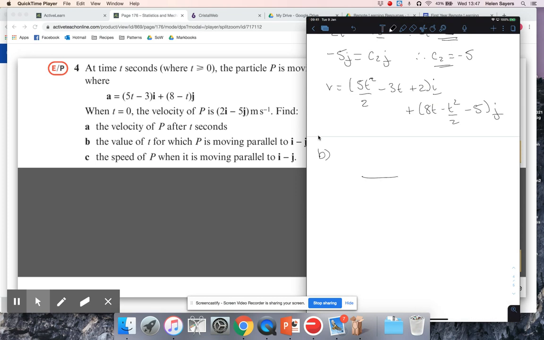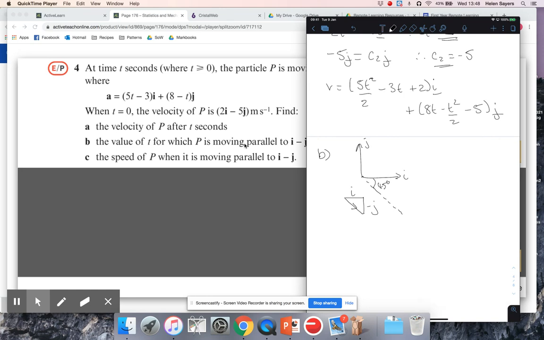Okay, so there's your i vector and there's your j vector. So if it's moving parallel to i minus j, that's going to be i, and that's minus j, and we want to know when it's moving in that direction. So that is going to be anywhere along that line. And you don't need to use angles here, but that would basically be a 45-degree angle. So that's what they're saying.